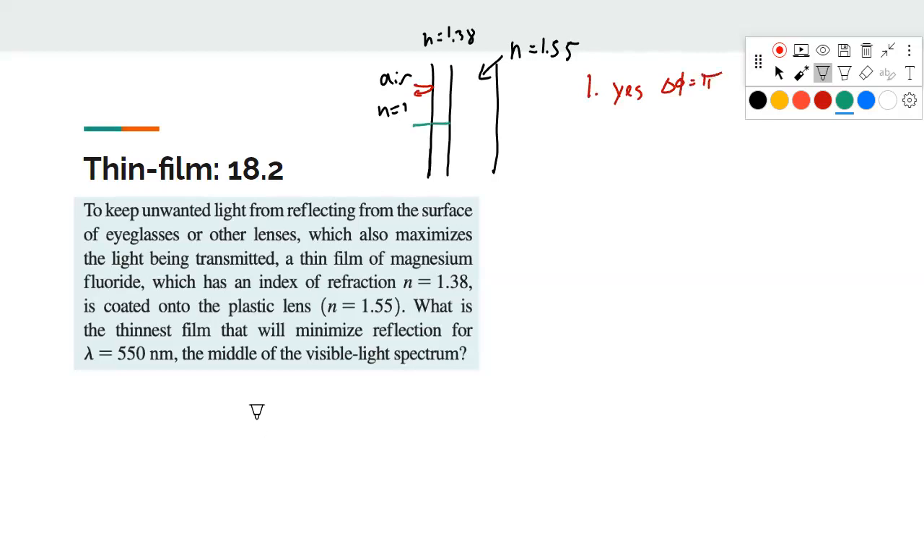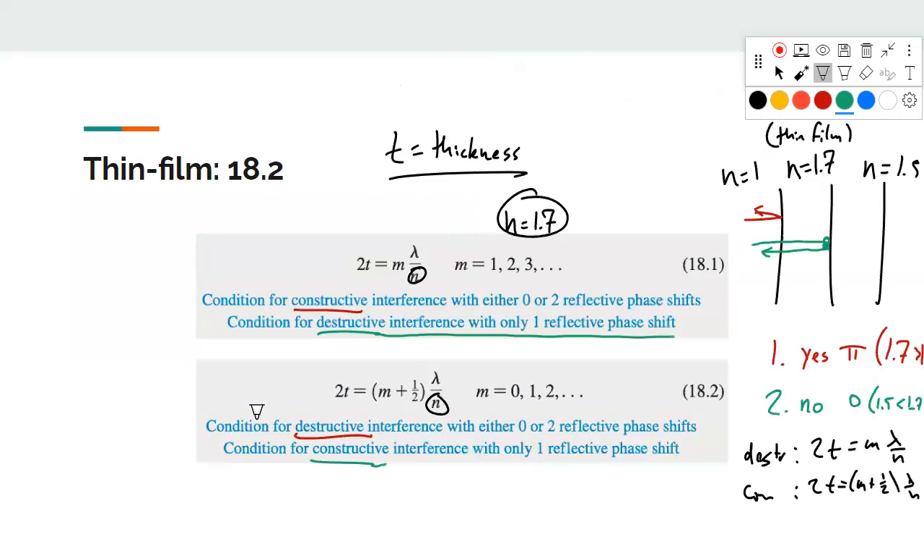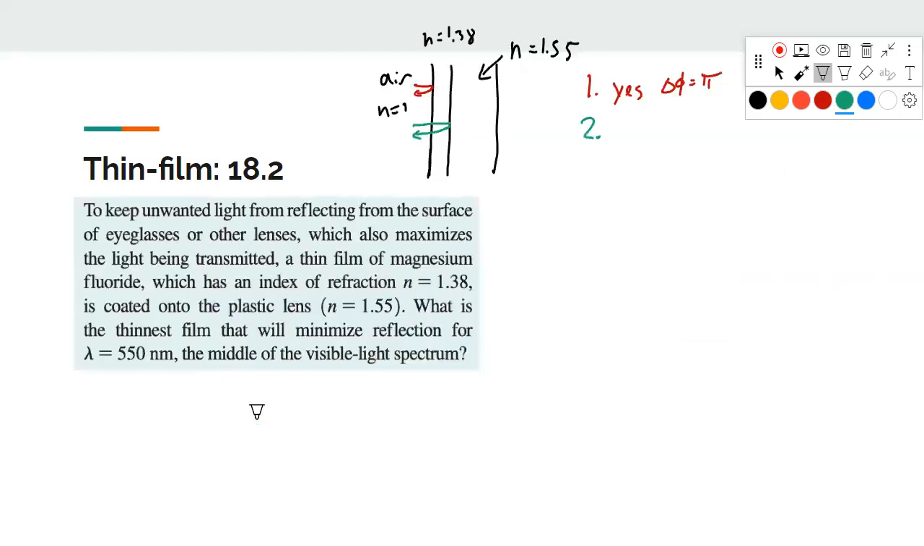Now for the second one, we're going from a low index again to a high index. You can see in the example here that the green line didn't get a phase shift, but we were going from 1.7 to 1.5. Here we're going from 1.38 to 1.55. So again, we do get a phase shift. We're going from low to high. So low to high, yes, phase shift. High to low, no. Maybe that's the mnemonic, I don't know. Anyways, here they're both yes.